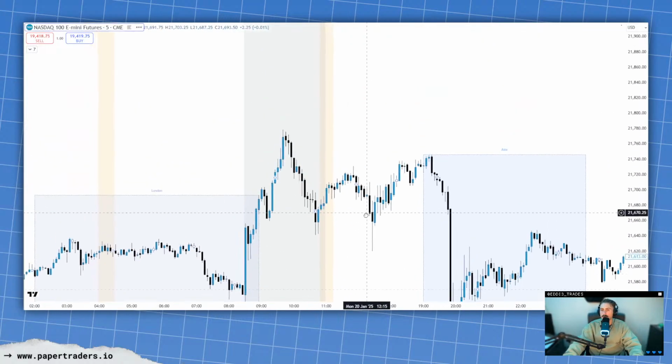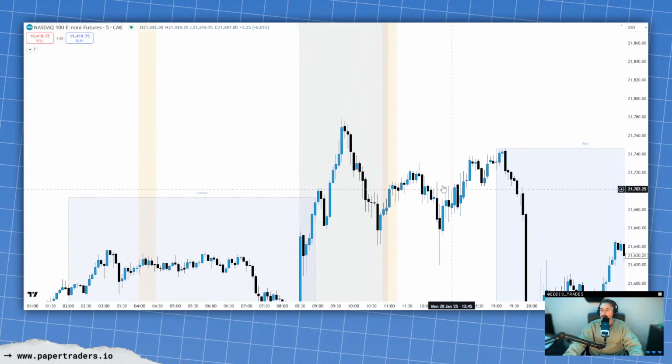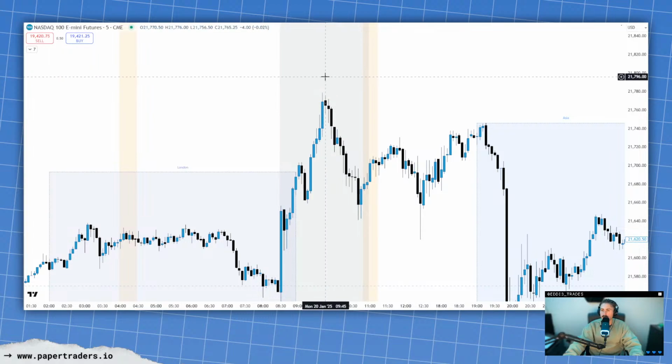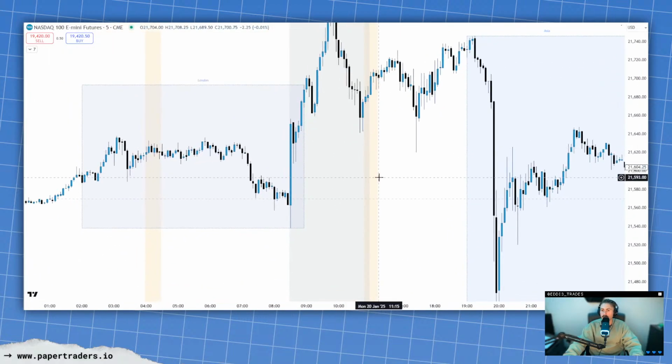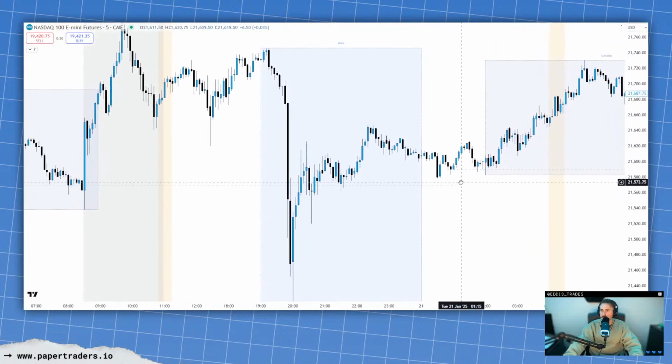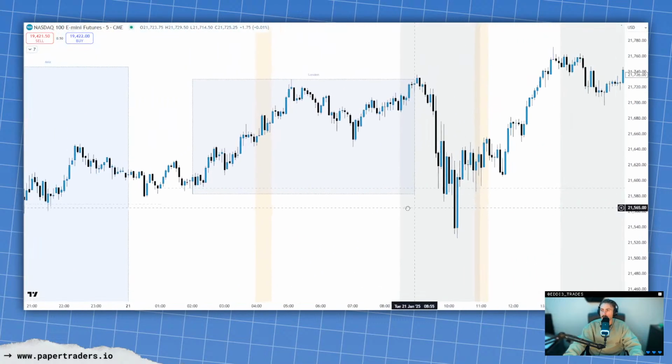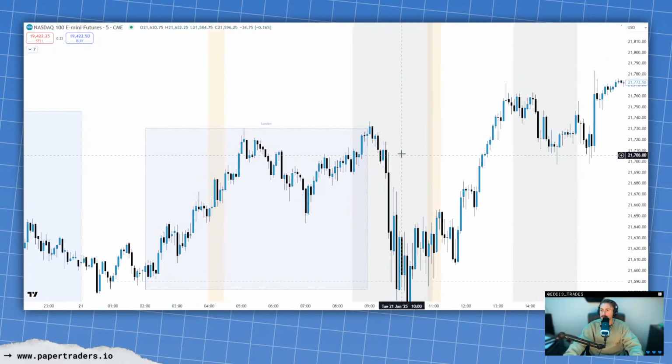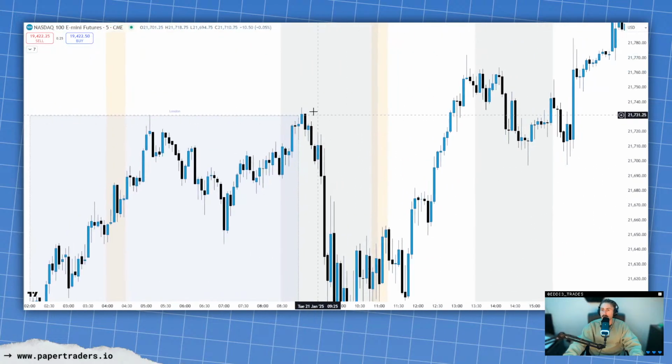Right here. We didn't necessarily sweep the top of this one, so I wouldn't count that. So let's keep it going. Right here, this is a good one. We swept the liquidity right here. London high swept.